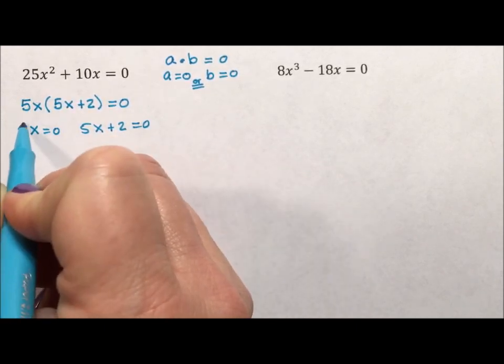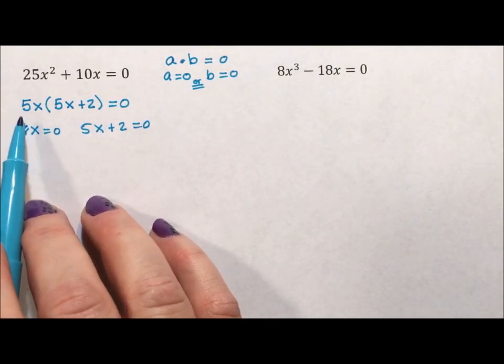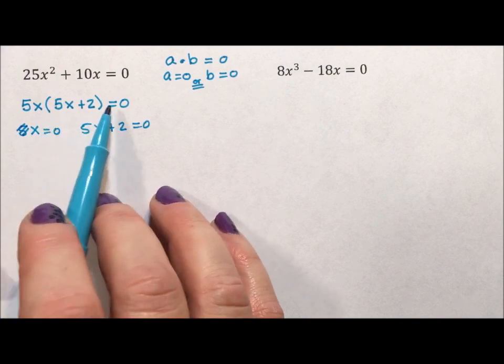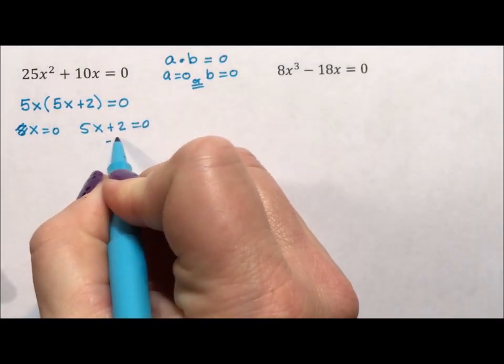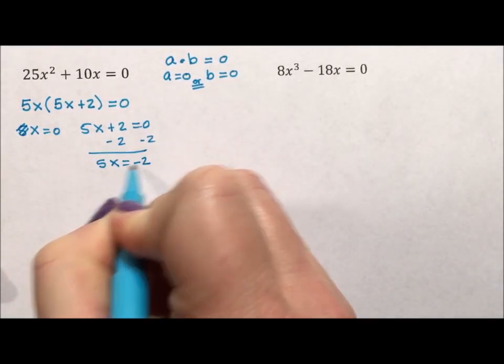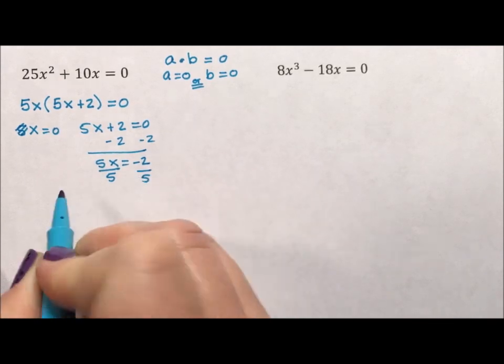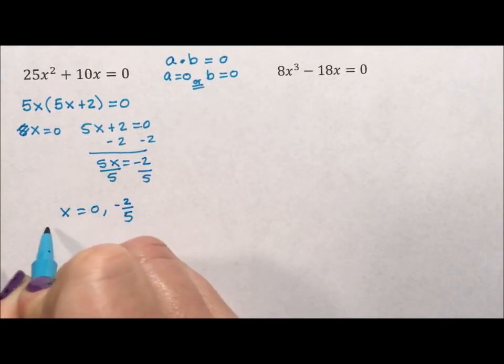Honestly, we could have left this 5 out because it's three things multiplied together: 5 times x times 5x plus 2, and 5 doesn't equal 0. If we subtract 2 from both sides and divide by 5, we find out that our two solutions are x equals 0 or negative 2/5.